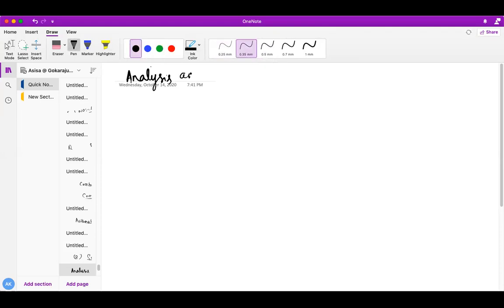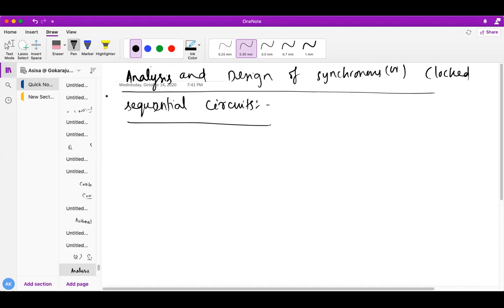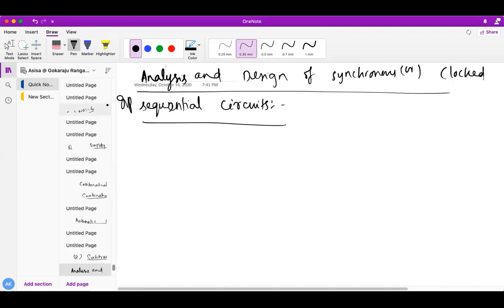So, analysis and design of synchronous or clocked sequential circuits. I'll just discuss a few things about it, and it's a little important from the GATE point of view.